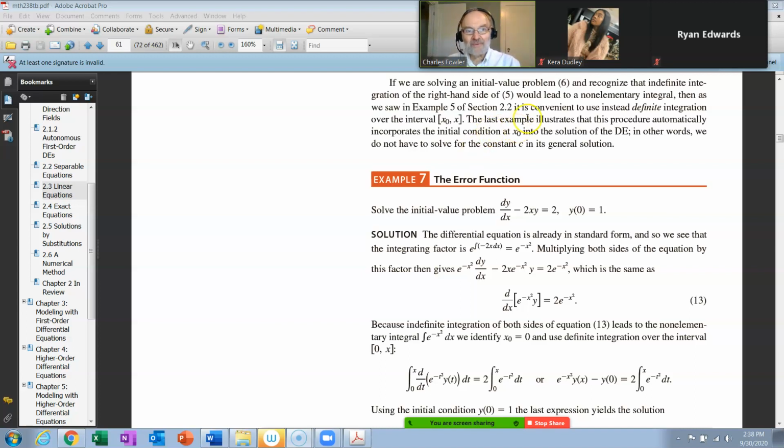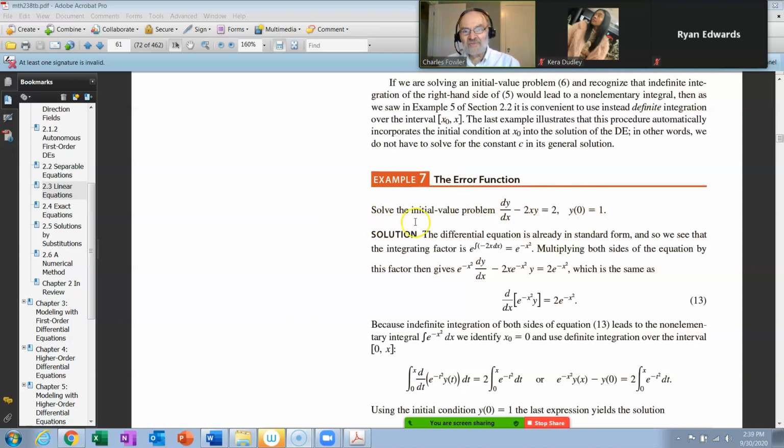The last example illustrates that this procedure automatically incorporates the initial condition x of 0 in the solution of a differential equation. In other words, we do not have to solve for a constant c in the general solution, which sounds like a good idea. If you have an initial condition, you don't have that.